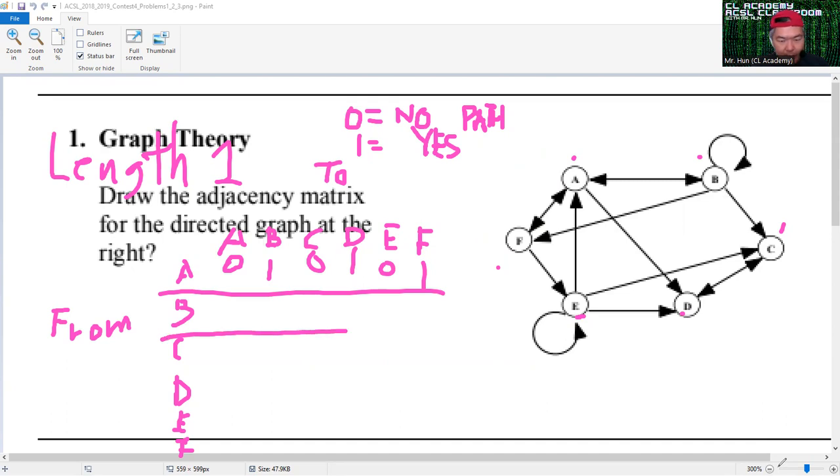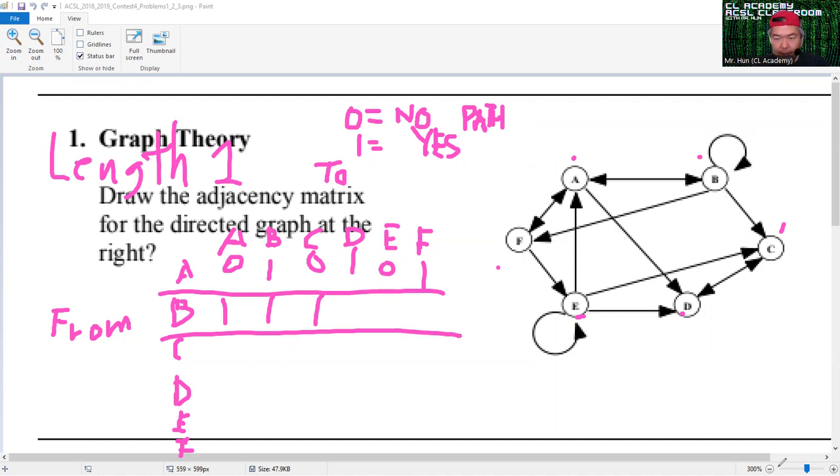Now we're doing B. Can I go from B to A? Yes, you can go from B to A. So that's 1. Can I go from B to B? Yes, there's an arrow that goes from B to B. So that's a 1. Can I go from B to C? Yes, I can go from B to C, so that's a 1.